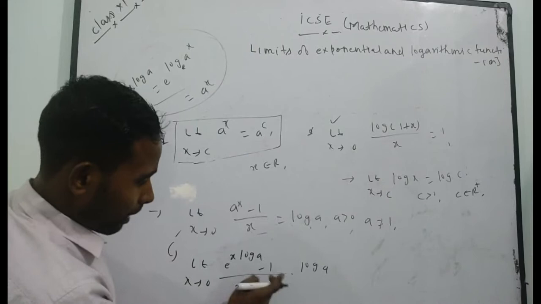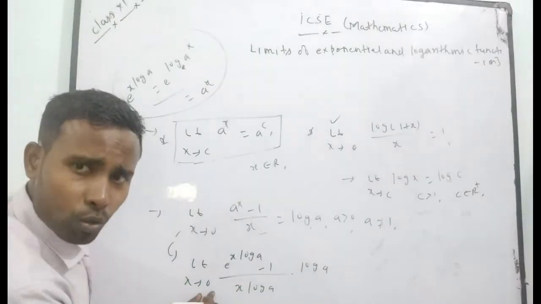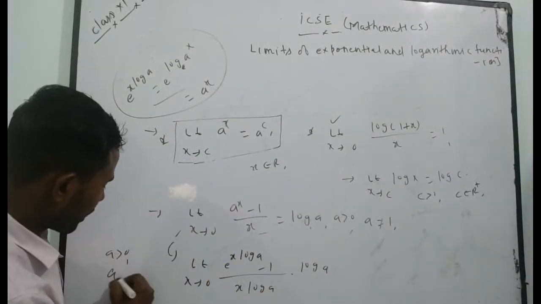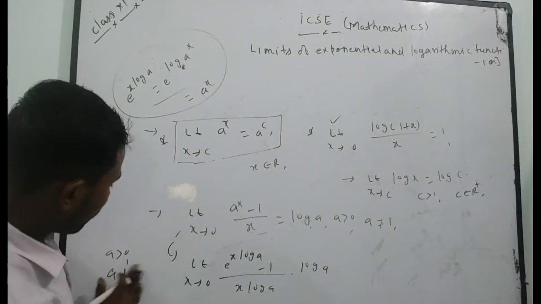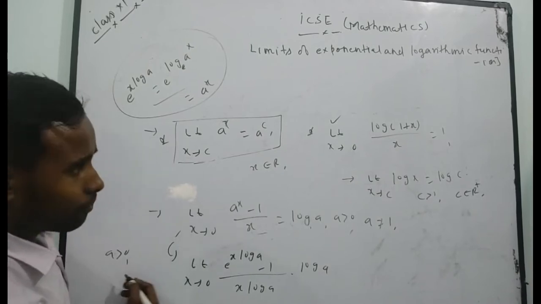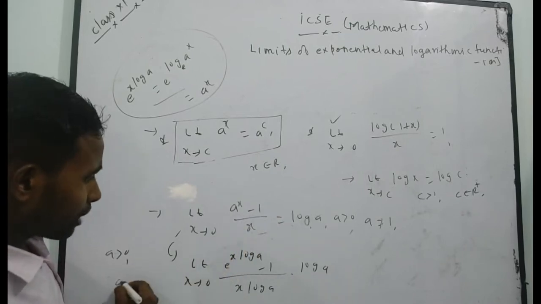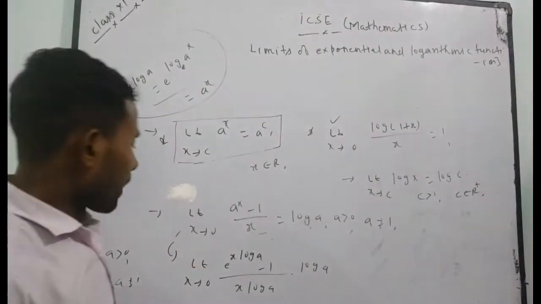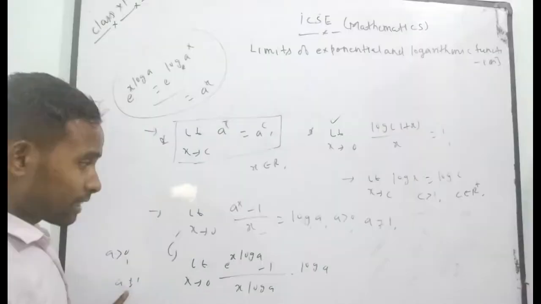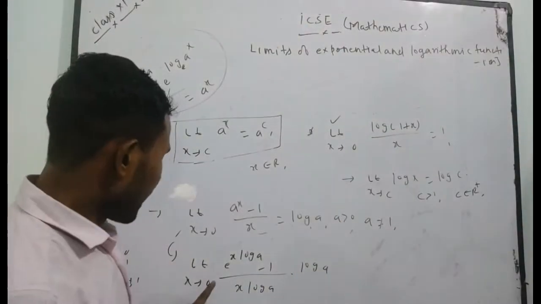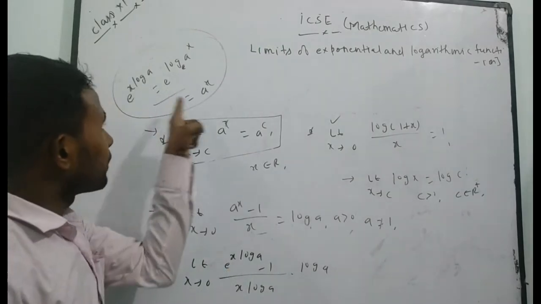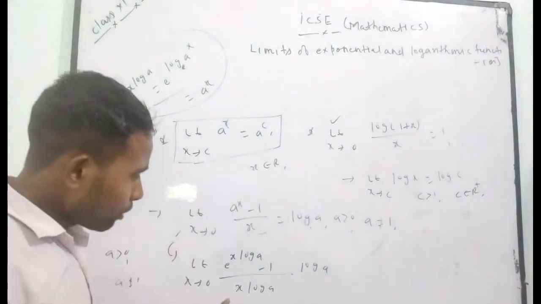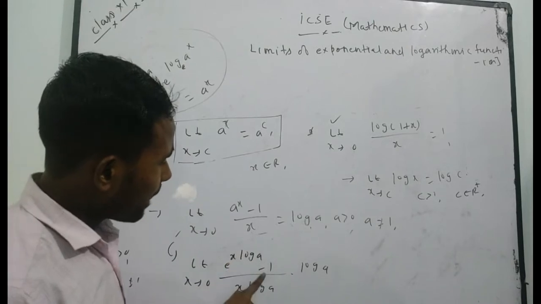Now, as you know, when x tends to 0, here we take a greater than 0 and a is not equal to 1, because log 1 is 0. I have already taken a greater than 0 and a not equal to 1. Now, if x is greater than 0, I have taken e to the power x is equal to e to the power x log a. Then (e to the power x log a minus 1) divided by x log a.